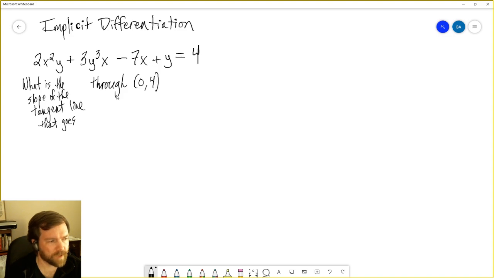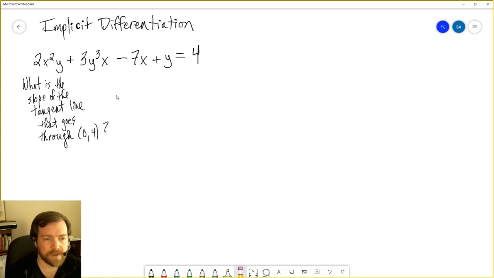I haven't done this particular problem in a while. I forget the exact phrasing that they would probably use, and my calculus book is currently holding up my other monitor. So, you could say it goes through 0, 4, but at the same time it's a tangent line. So what is the slope of the tangent line that's going to go through the point 0, 4?